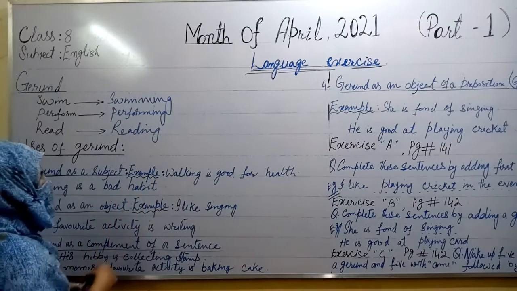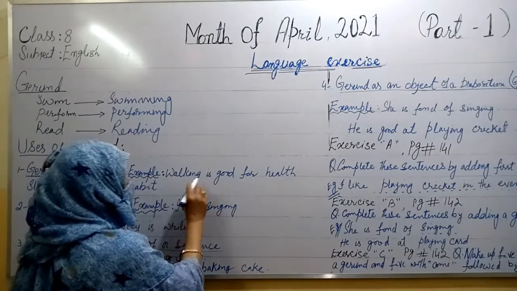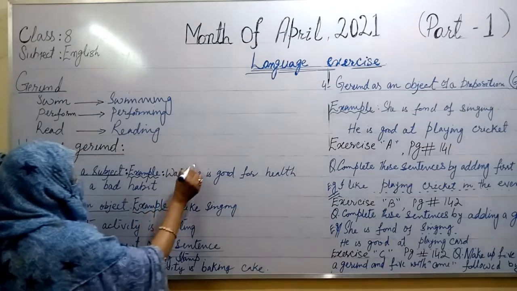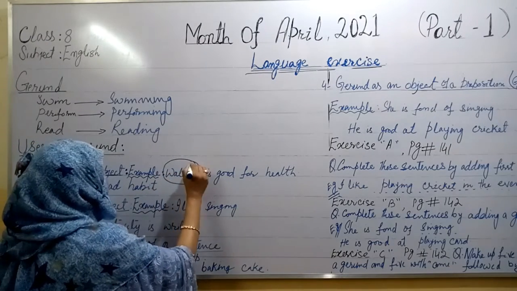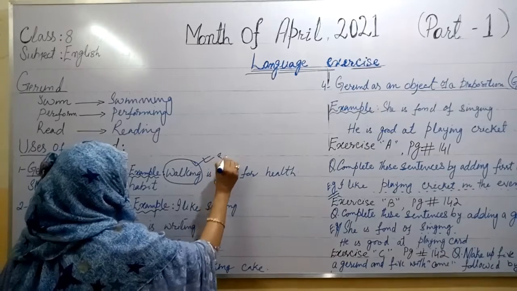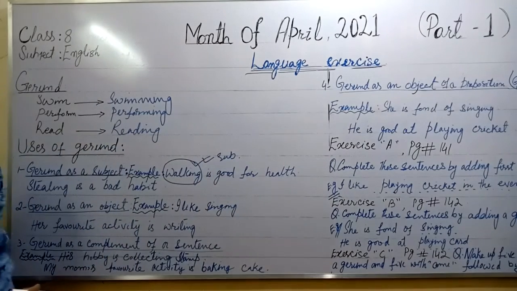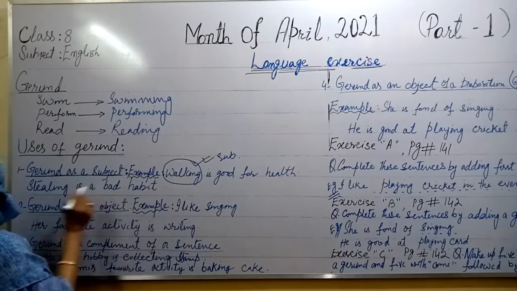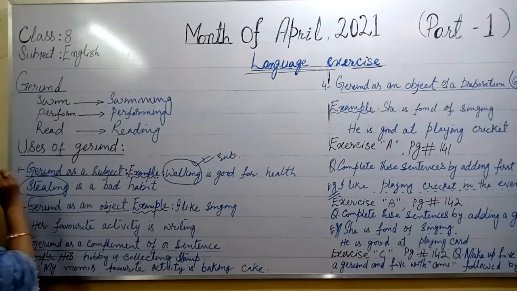Example, walking is good for health. In this sentence, walking is gerund, which is used here as a subject. Next example, stealing is a bad habit. Here stealing is gerund. Okay, beta?